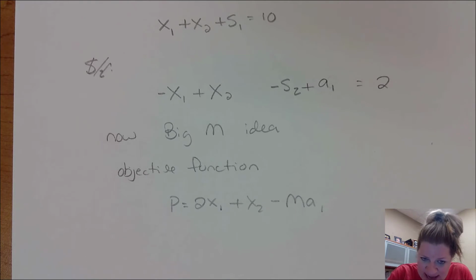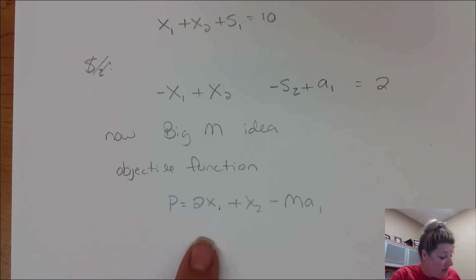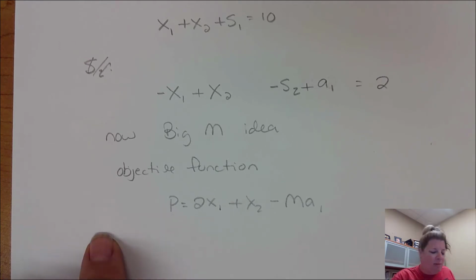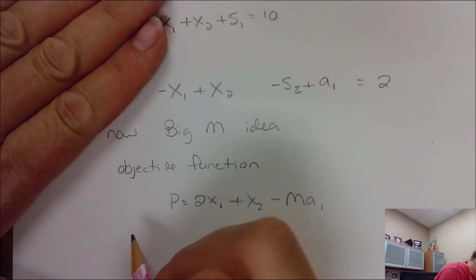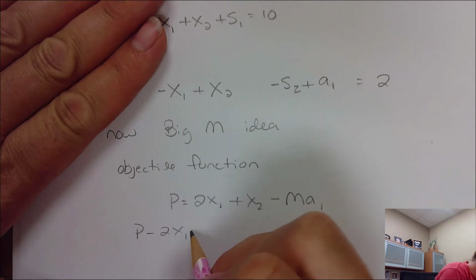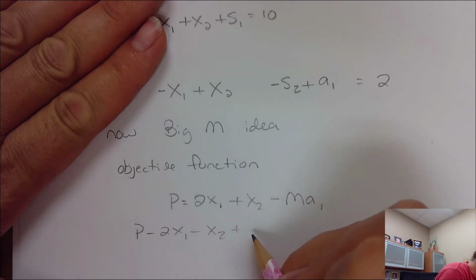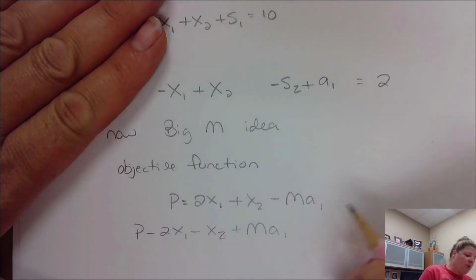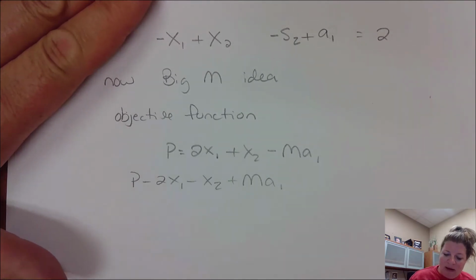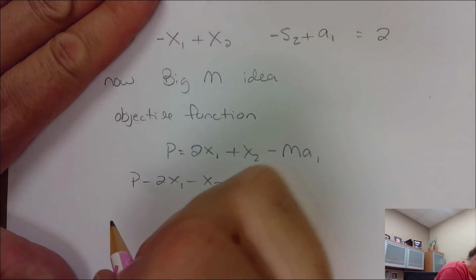Now let's set up our tableau. We know this, we have all this now. Now we need to move these all over with your P. So it would become P minus 2x1 minus x2 plus big M A1. So we move it all over. We've done that before. I haven't always shown that step. But here's your Simplex Tableau.